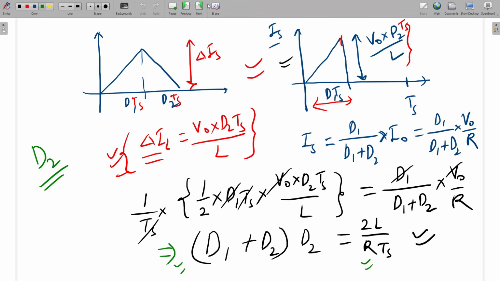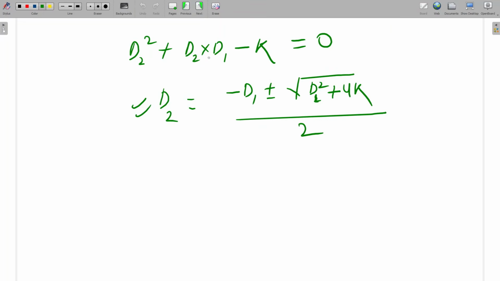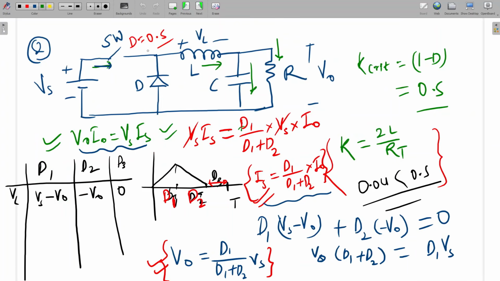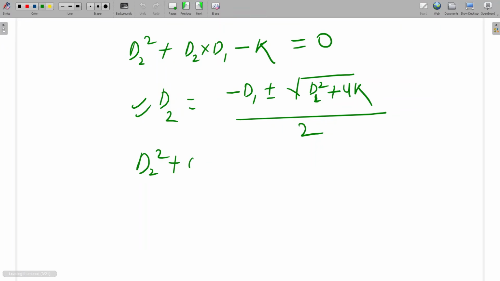Yes, sir. Okay. So here we can write this equation: d2 square plus d1, how much? 0.5. Already given this d1 is 0.5. So 0.5 d2 minus k, how much we have calculated? 0.04, sir. That one, k. 0.04. It should be equal to 0. So see here it will be d2 square plus 0.5 d2. So what will be the value of d2 from this equation?